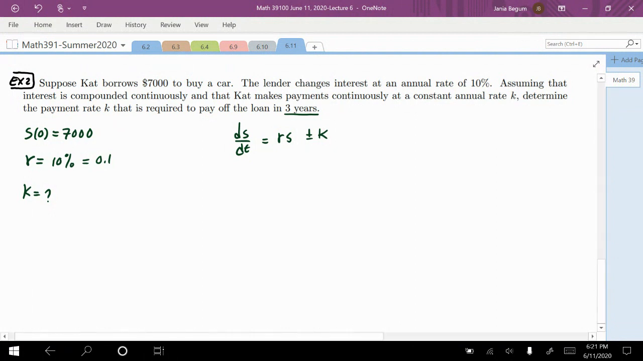So we want to know what is K when t is 3 and our amount in 3 years is 0. That's what we want. So now, what is the K you're going to pick for this differential equation? Is it plus or minus?